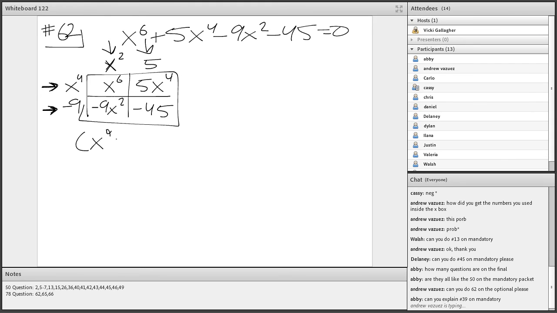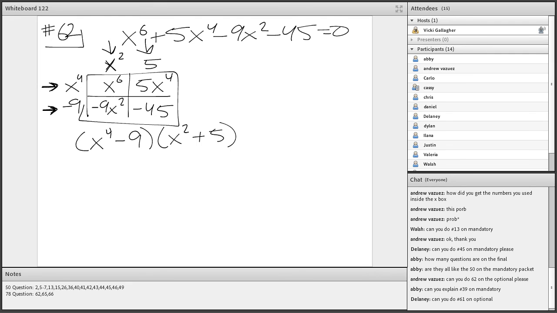So now I have x to the 4th minus 9, and then x squared plus 5. Then I'm going to see if I can factor this more. I cannot factor the x squared plus 5 because it doesn't have a minus sign and because I don't know the square root of 5, so I'm just going to leave that one alone. But I can factor the x to the 4th minus 9 because it does have a minus sign and I do know the square root of 9. So that's going to turn into x squared plus 3 and x squared minus 3. This is called a difference of squares. And the x squared plus 5 still needs to be there as well.